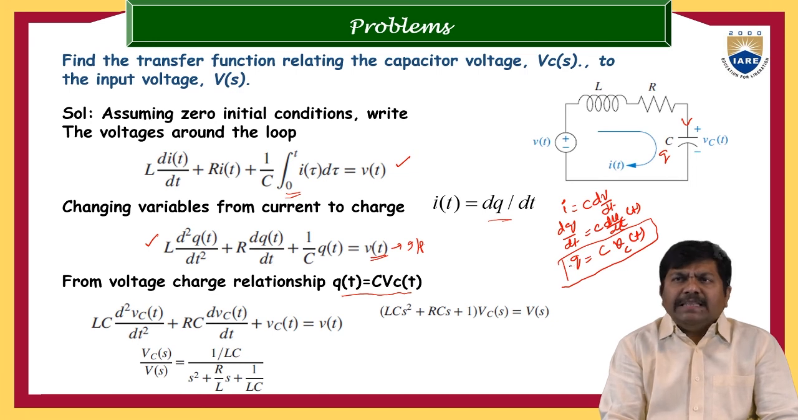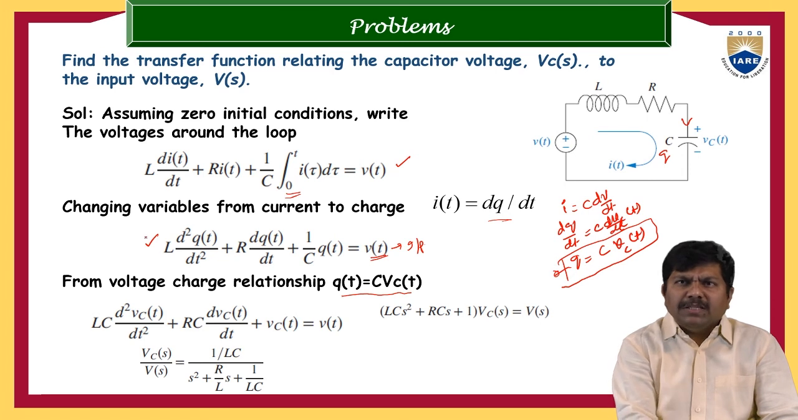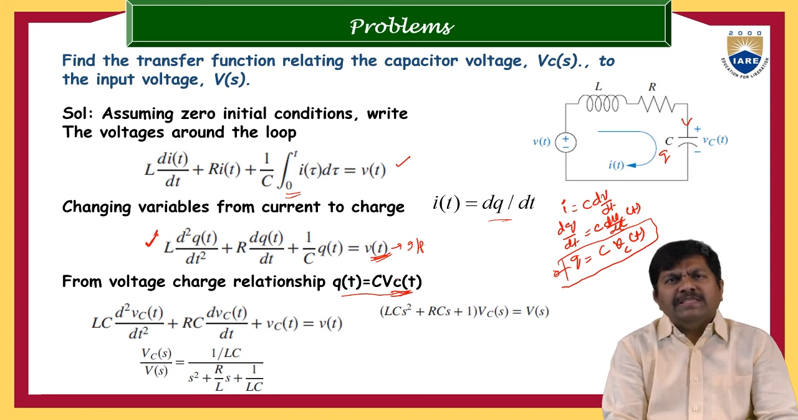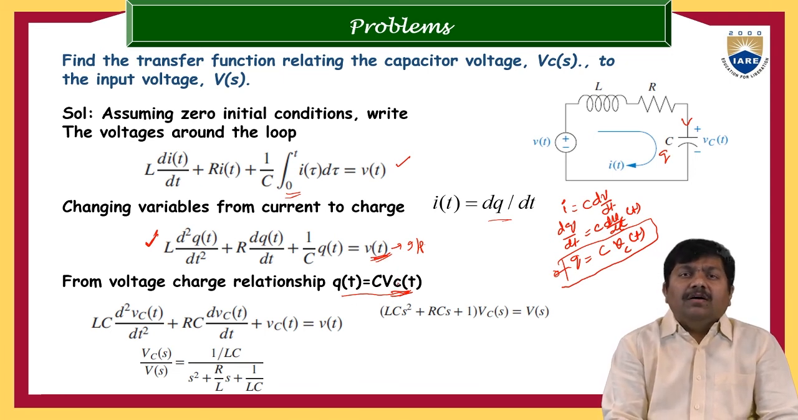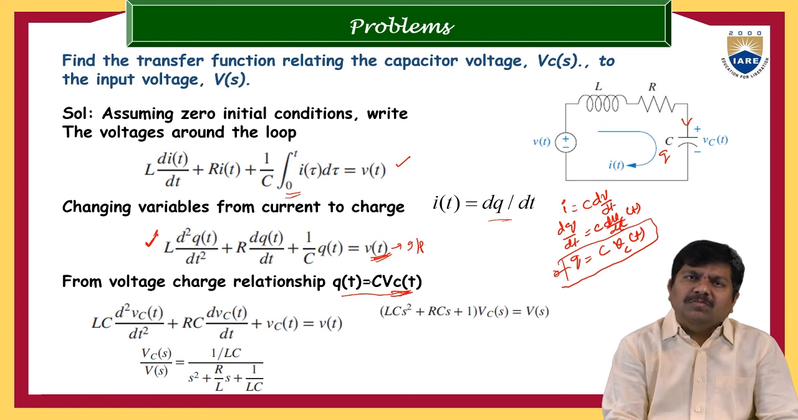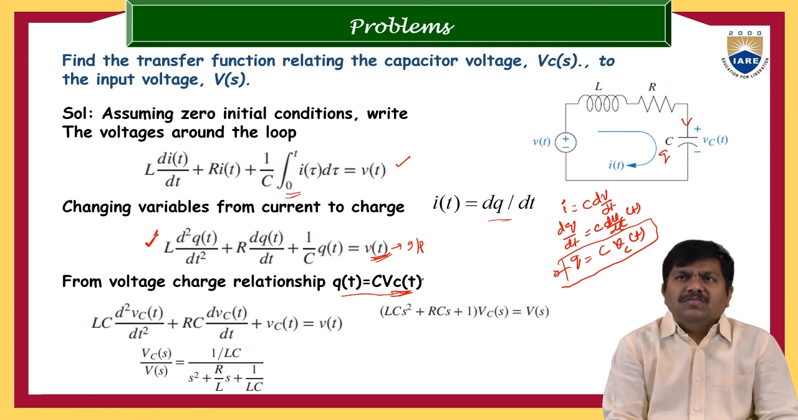If you replace this charge with this particular expression, the total expression will be in terms of vc(t) and v(t). That is the parameter we are interested in, because vc(t) is the output voltage and v(t) is the input voltage. After getting the expression in terms of output and input, you apply the Laplace transform, and straight away we get the transfer function. That made me assume q(t) is equal to C vc(t), and that is the reason I am writing this expression.